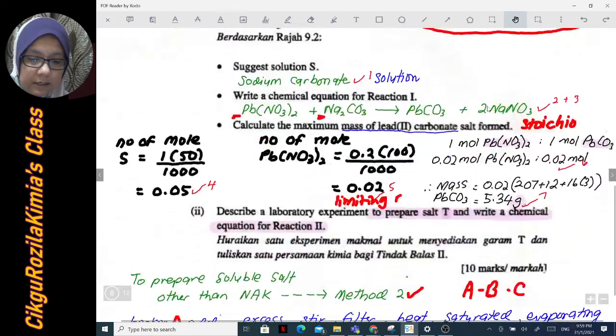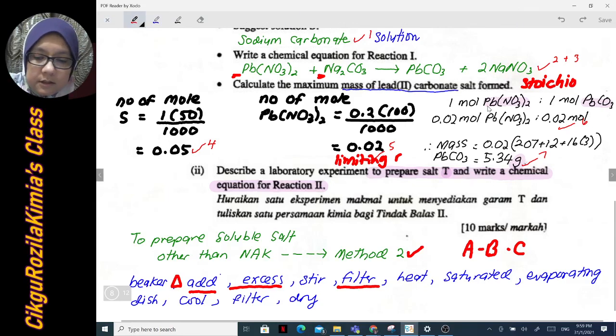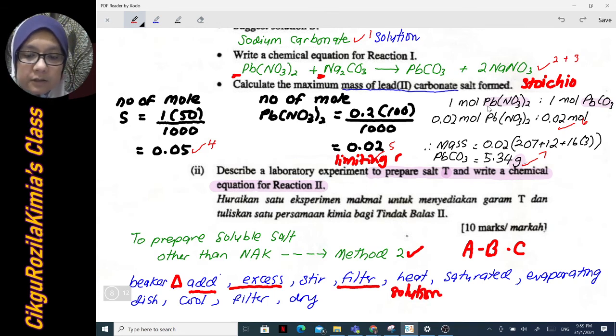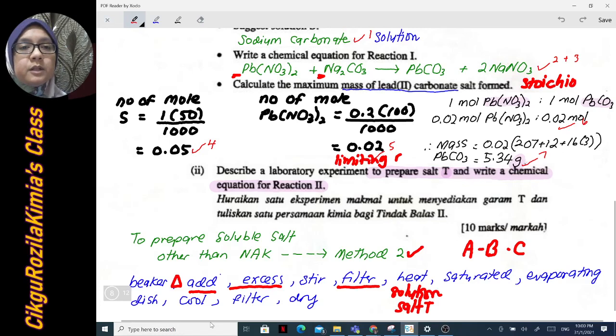Okay, we continue. And then heat the, what was it? Heat the filtrate. If you don't know, just write heat the solution, or we call it the salty solution, until saturated, in the evaporating dish. And then cool to room temperature. Filter the mixture. And then dry the salt produced between two filter papers.